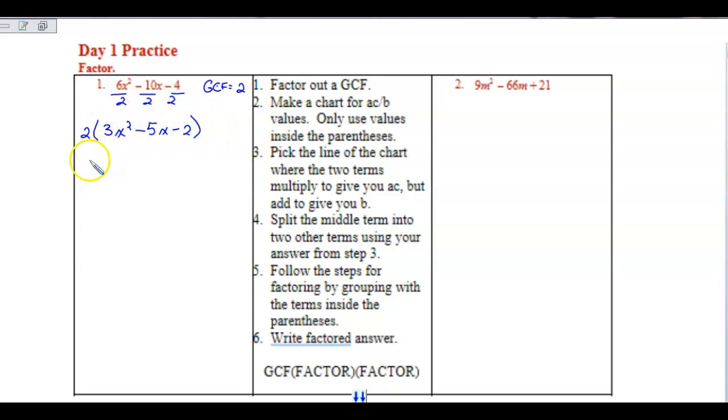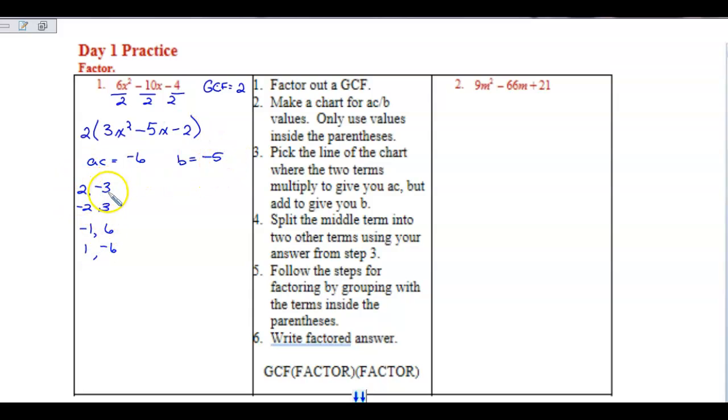I'm going to do my AC. My AC, 3 times negative 2, is negative 6. And my B is going to be negative 5. Factors of negative 6 are 2 and negative 3, or negative 2 and positive 3. Could also be negative 1 and 6, or positive 1 and negative 6. And what we're trying to get is a negative 5.